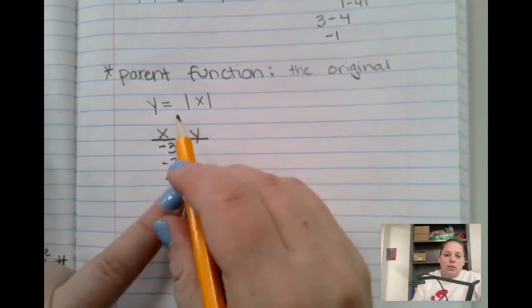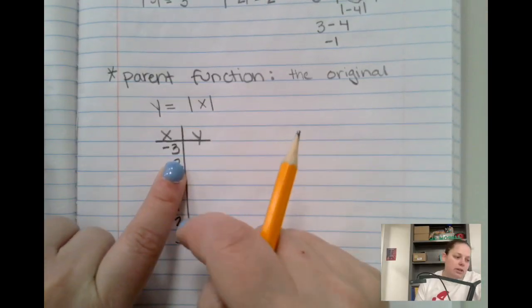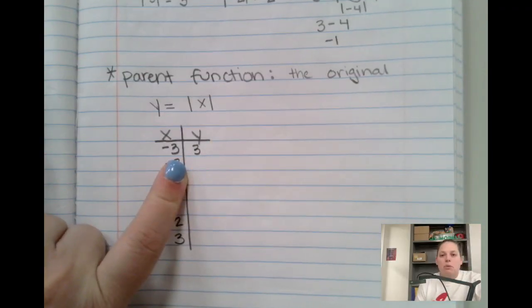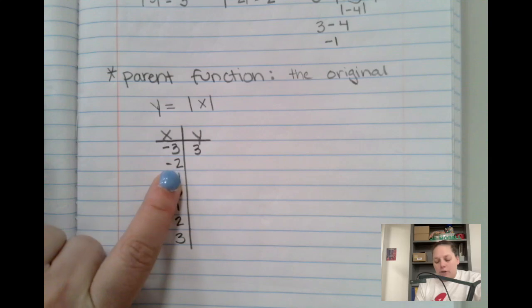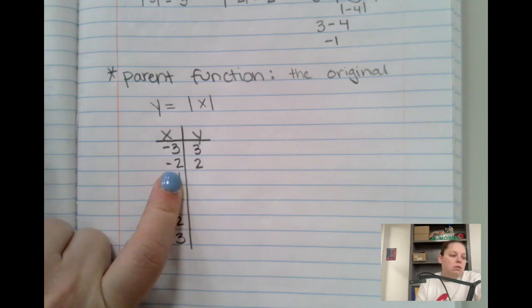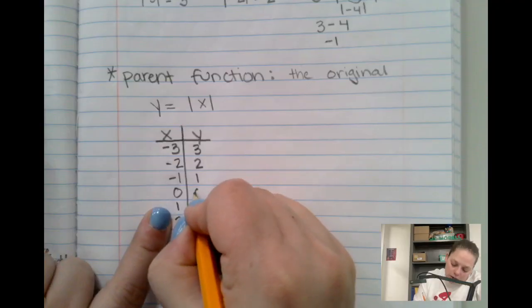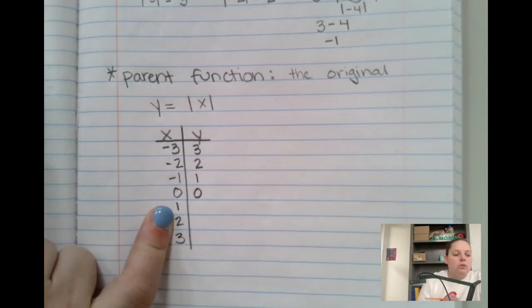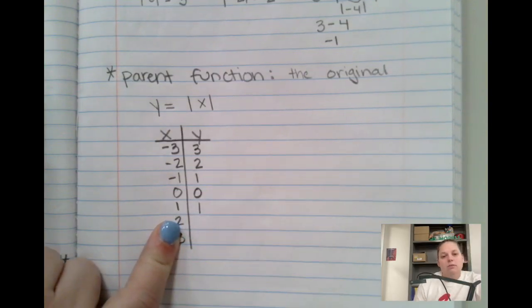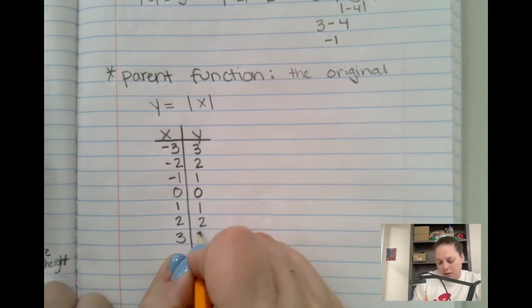Okay, to get our y, we're taking the absolute value of x. So I'm thinking, what's the absolute value of negative 3? Absolute value of negative 3 is positive 3. 3 away from 0. How far away from 0 is negative 2? Negative 2 is 2 steps away from 0. Negative 1 is 1 step away from 0. 0 is right on 0, so its absolute value is just 0. Absolute value of 1 is just 1. Absolute value of 2 is 2. And the absolute value of 3 is 3.